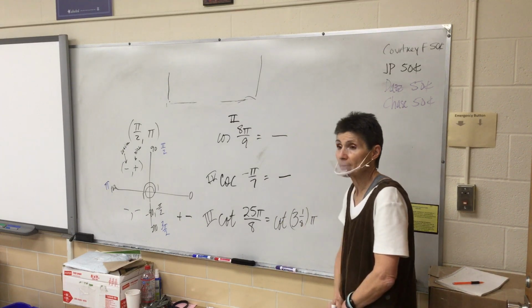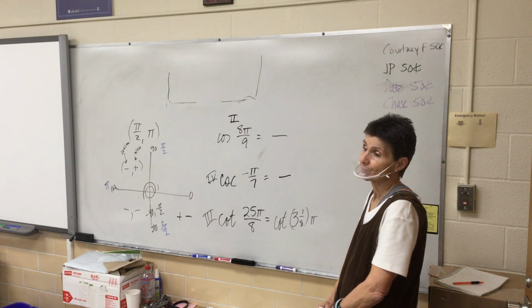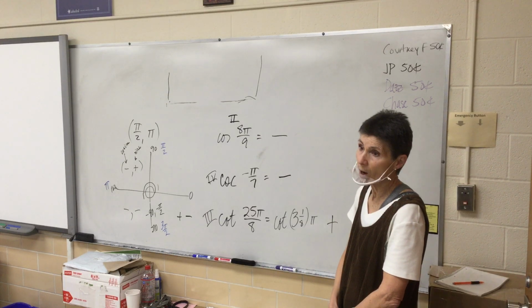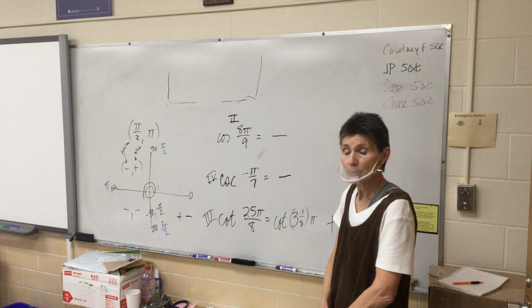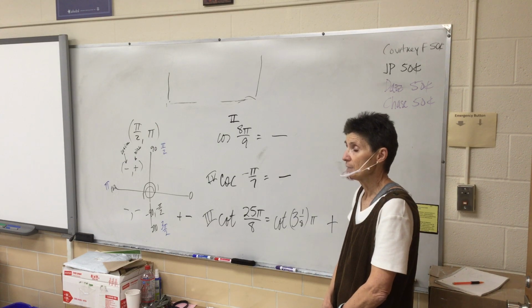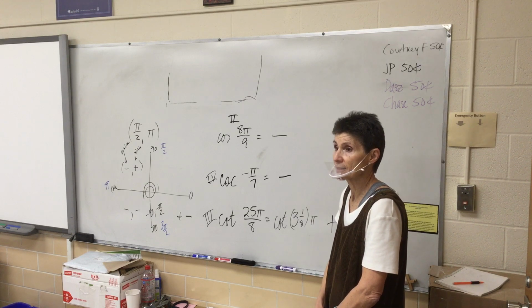So what happens when I build the cotangent? Positive. Because isn't cotangent x over y, the reciprocal of the tangent? And if they're both negative, then the cotangent will be positive.